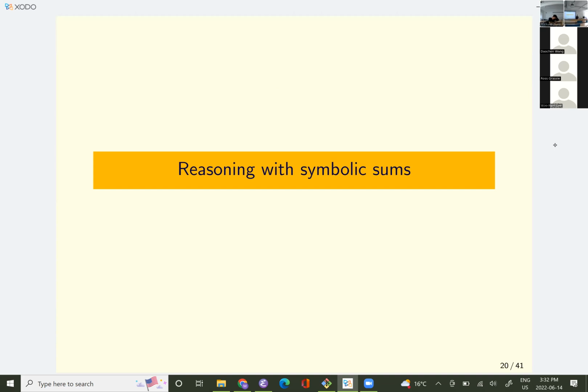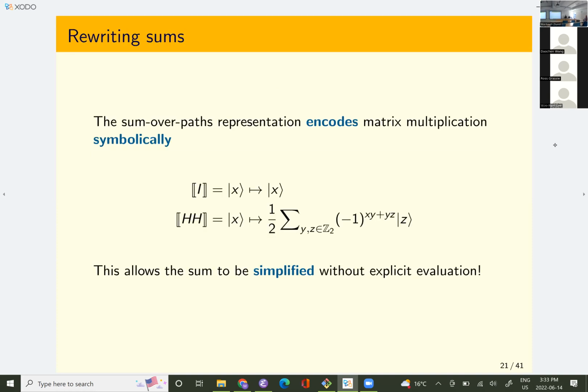So now that we have a representation of quantum computations that is universal, right, in the sense that we can represent circuits, channels, whatever, what can we do with this representation? Why is this representation actually useful to use? And the use comes out of the ability to reason about these sums. So the key thing is that the sum of paths representation really syntactically encodes matrix multiplication in a way that we can analyze the matrix multiplication.